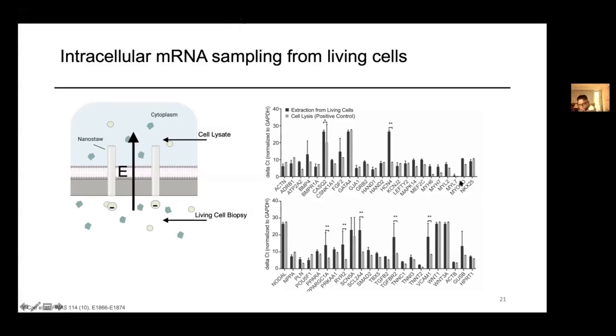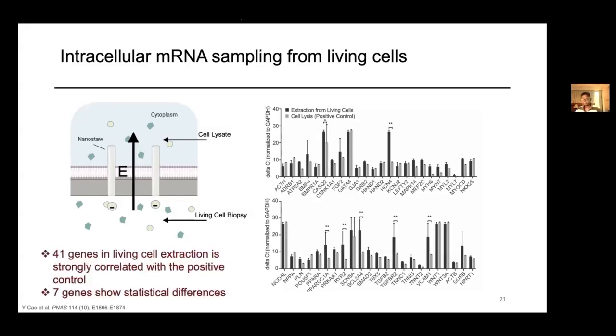However, we do find that there are 7 outstanding genes that have a statistical difference from the cell lysate, and this is labeled with the asterisk sign. We hypothesize this is due to the lower extraction efficiency of these 7 genes, and the inefficient extraction could be caused by several reasons, including low diffusion rate resulting from the mRNA size or the gene sublocation within a cell. But we do not know exactly what causes it. It's just a hypothesis.